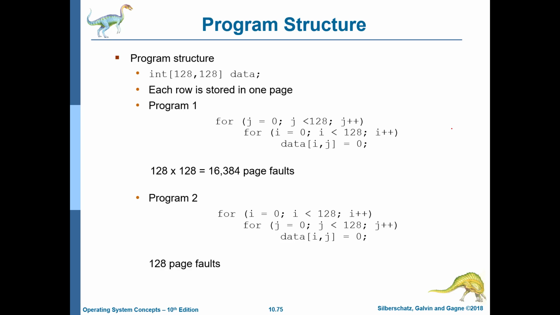The program structure is important. Let's assume that we have a very large array where each row is stored in one page. There are several ways that we can access the array. For example, we could first iterate over j, which is the set of columns, and then iterate over i, which is the set of rows. This approach will lead to a very large number of page faults.